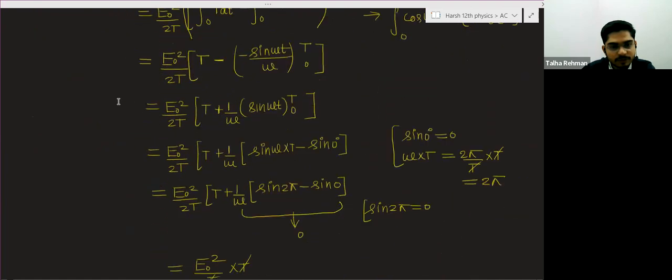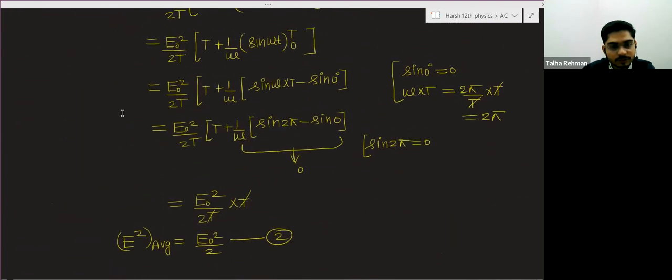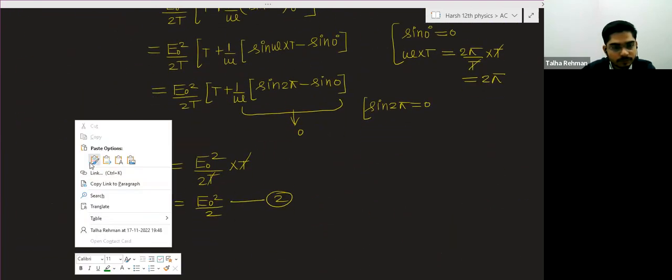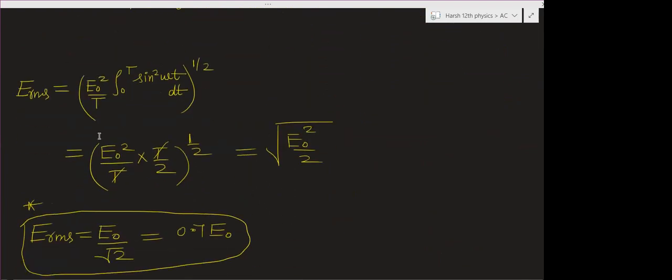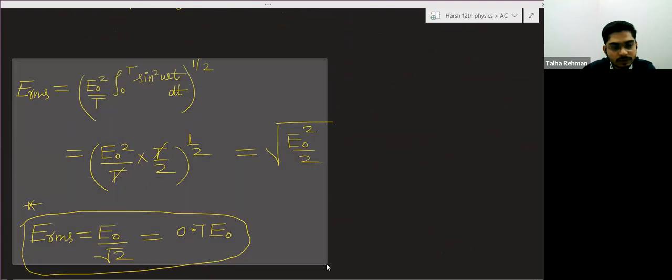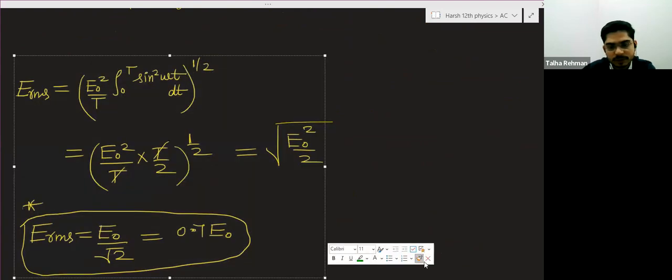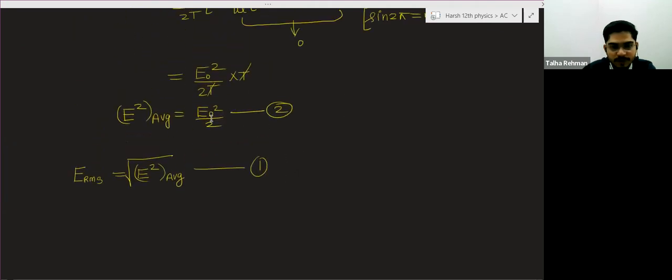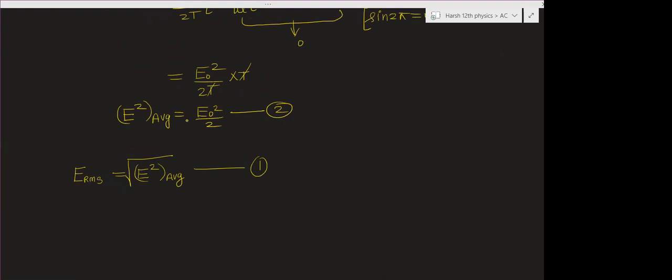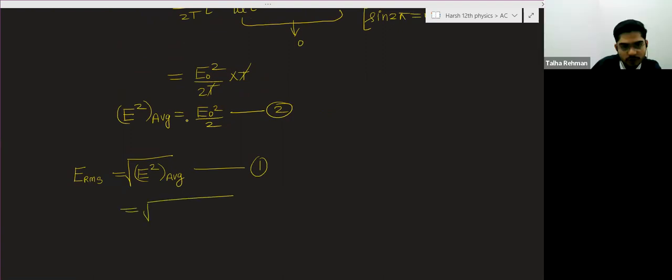See, this is equation number 1. Now we will put the value. Simply we will put this value here. So when you put the value of this here, what will you get?